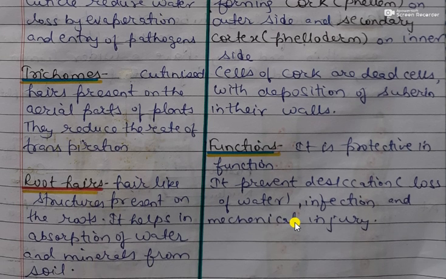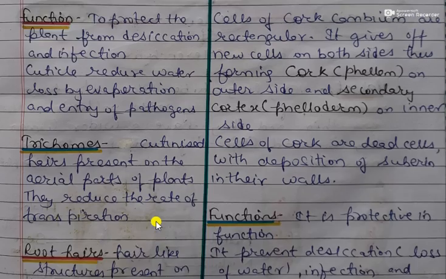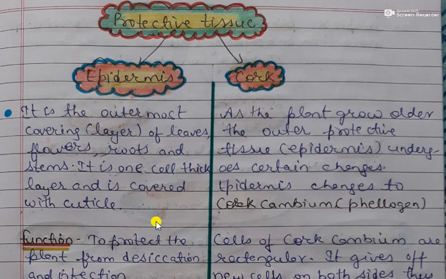Now what is the function of cork? Again it is protective in function. It prevents desiccation, means loss of water. It also prevents infection and mechanical injury to the plant. So this was about the protective tissue.